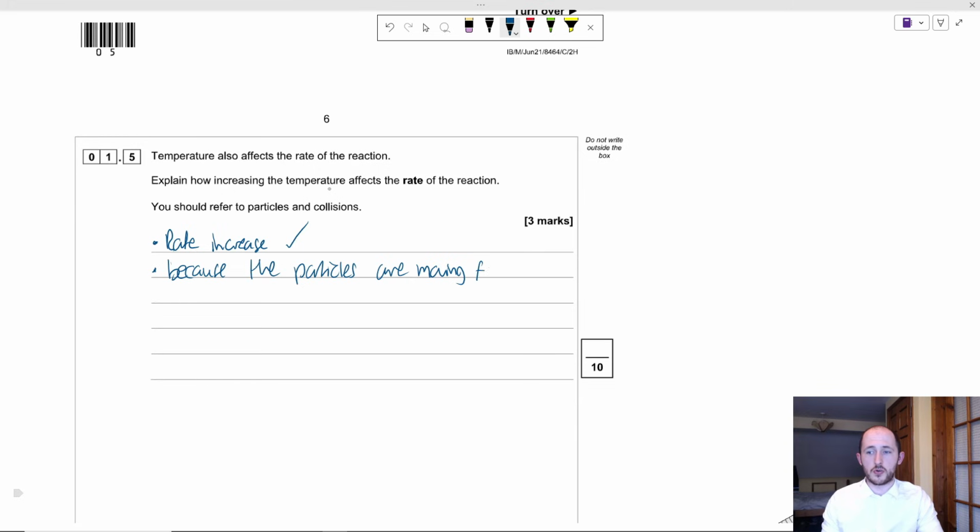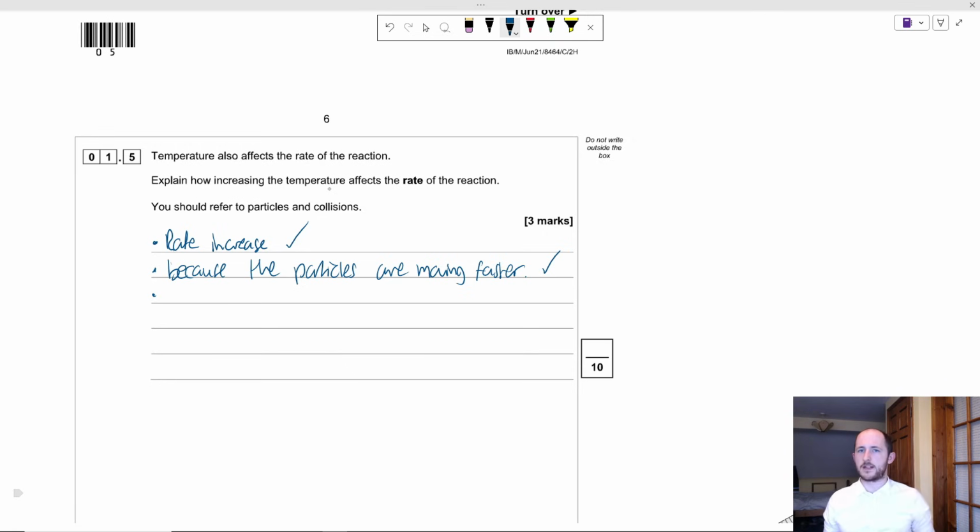Now, you could also say that the particles have more energy. That is also accepted because more energetic particles move faster. So those two things are exactly linked with each other, okay? You just can't say the particles are hotter, which is what I've seen a couple of times. So what does this mean? Well, it means there's more frequent collisions, and the collisions are more likely to actually result in a reaction.